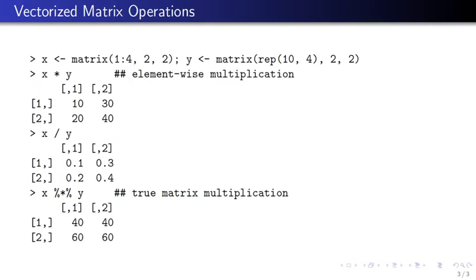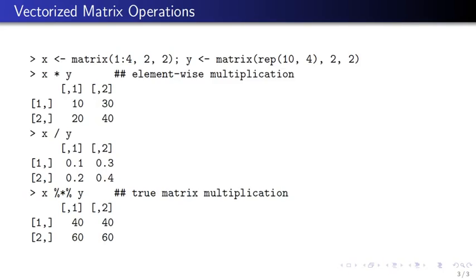Similarly, you can add, subtract, multiply, and divide matrices together. It's useful to know this because there are different types of matrix multiplication. I've created two matrices here, x and y. x is the matrix 1 through 4. It's a 2 by 2 matrix, and y is a matrix that's all tens. It's also a 2 by 2 matrix.